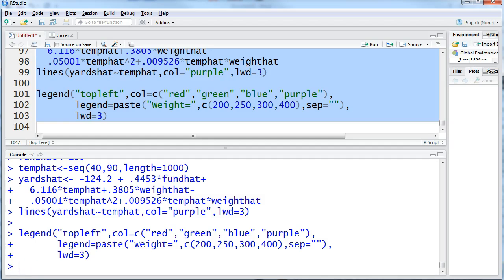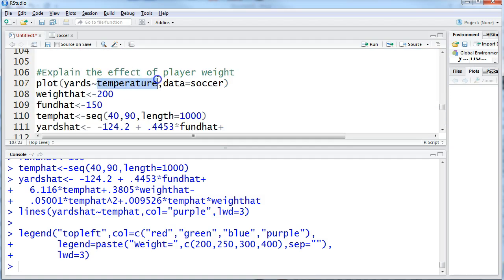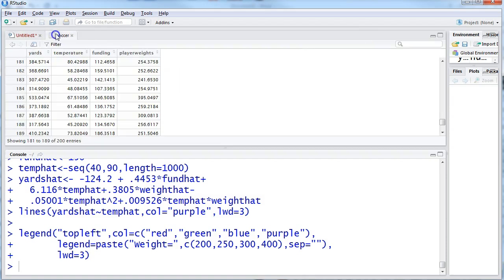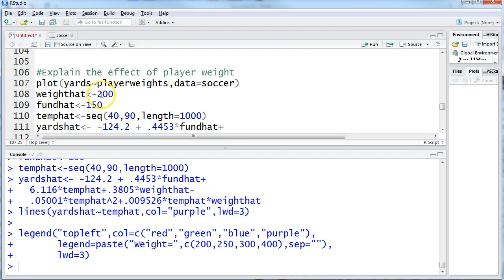That was only explaining temperature. We have not yet explained player weight. So I'm going to copy and paste. Let's do player weights. I think it was plural, so, yes, it is. And what do I need to do? Okay, weight now, because that's what I'm explaining, needs to be a sequence that goes from 200, we'll take it up to 400, the length of something big.